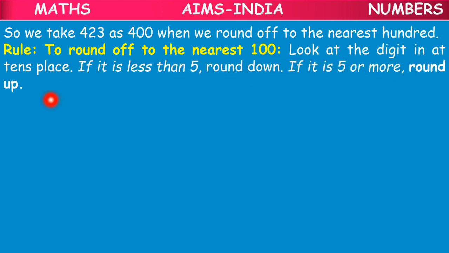Look at the digit in the tens place. If it is less than 5, round down. If it is 5 or more, round up.